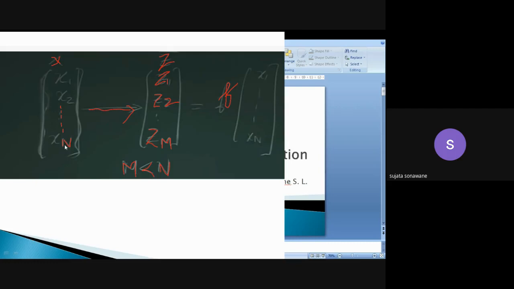So we consider that we have an n-dimensional feature space, and we want to map this n-dimensional feature space into the m-dimensional feature space. Here m is less than n. Now what is this m-dimensional feature space? Each of these features is some function of the original feature set. So we want to map the n-dimensional feature space into the m-dimensional feature space, where m is less than n.